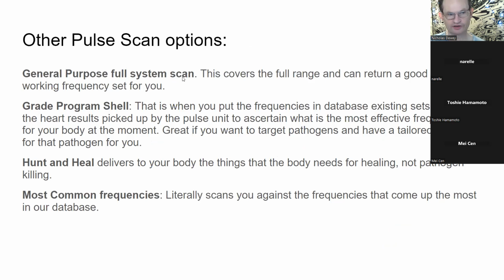Okay, you can do the general purpose scan. You can do the grade program shell. So you can actually do grade scanning with the pulse unit. Hunt and heal is something which can be done with the pulse unit as well, which delivers to your body things that the body needs for healing, and therefore harmonic resonance with the sick organs, with the sick tissues. It provides the healthy frequencies to get them working right. And there's also most common frequencies, which literally scans you against the frequencies that come up the most in our Spooky2 database. And we've got the biggest database in the world, so it is understood.